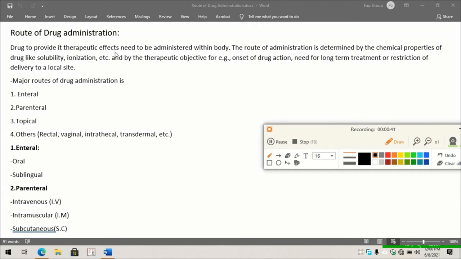A drug, to provide its therapeutic effect, needs to be administered into the body. The route of administration is determined by the chemical properties. Point to be noted, it is determined by the chemical properties of the drug.